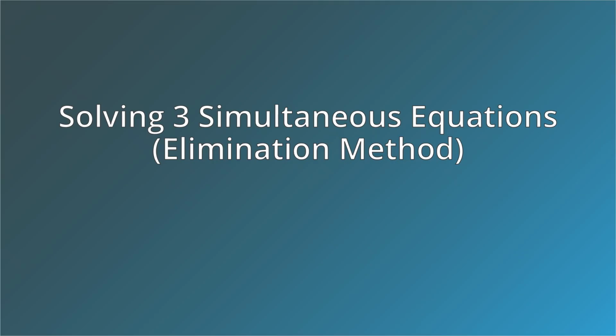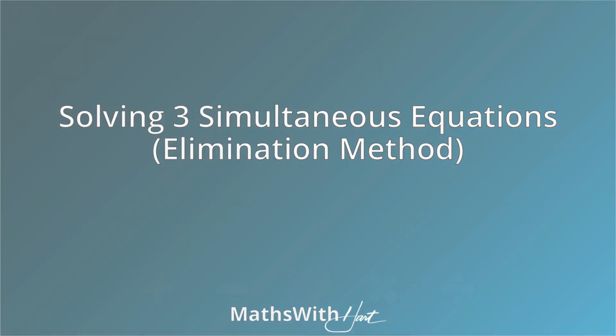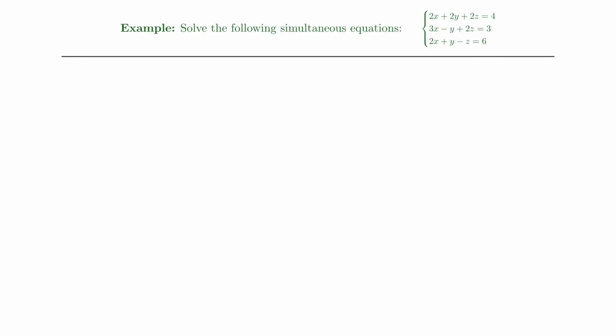In this video, I'm going to be solving three simultaneous equations in three unknowns using the elimination method. So for this example, I'm solving 2x plus 2y plus 2z equals 4, 3x minus y plus 2z equals 3, and 2x plus y minus z equals 6. So I'm going to start by writing out the three equations that I have.